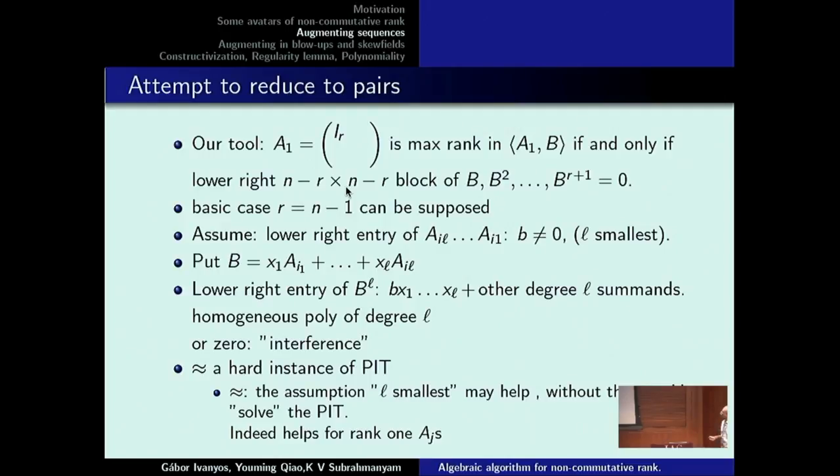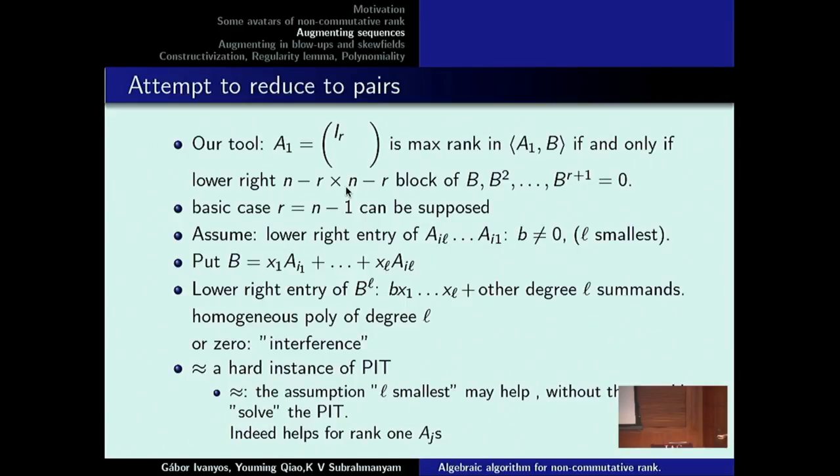With this formal polynomial x1, x2, xl. And if I look at the lower right entry of B to the l, because I know that this product appears when I raise B to the lth power, I know that the lower right entry of B to the l will contain this term. But then it will also contain other terms which begin to interfere. And that is really the problem.